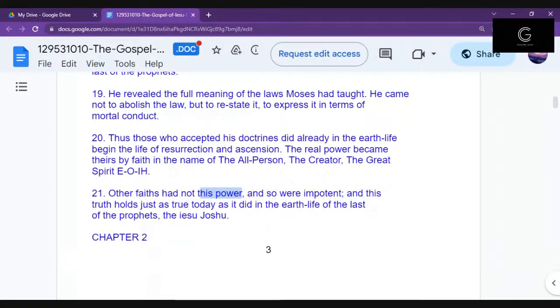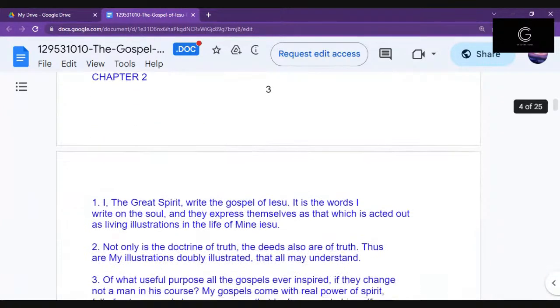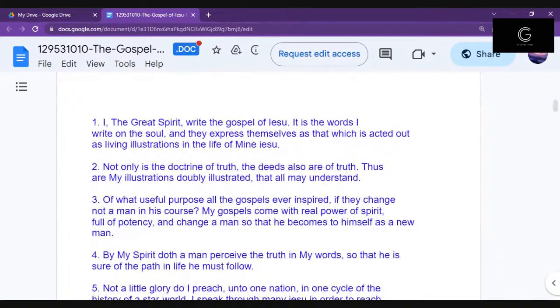And this truth holds just as true today as it did in the earth life of the last of the prophets, the iesu, Yeshua. 146 BC. The Great Spirit write the gospel of iesu. He said because man was thick in tongue, he couldn't say iesu. So he said, Yeshua. Yeshua.